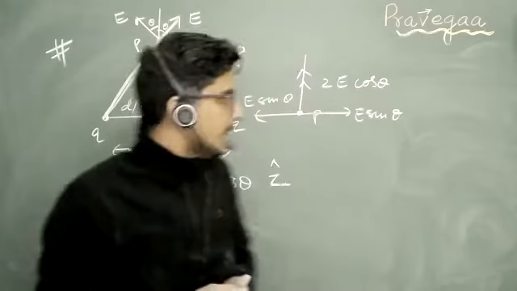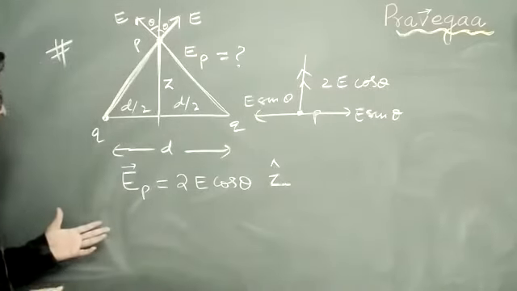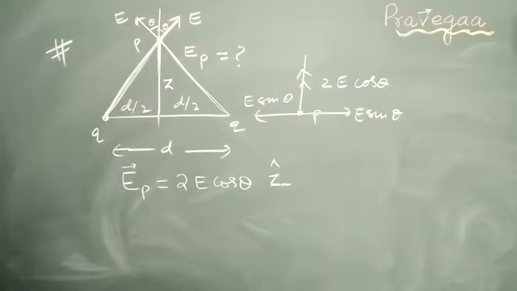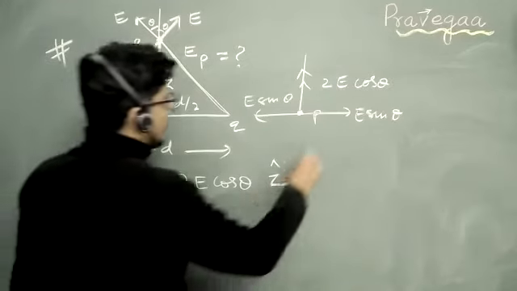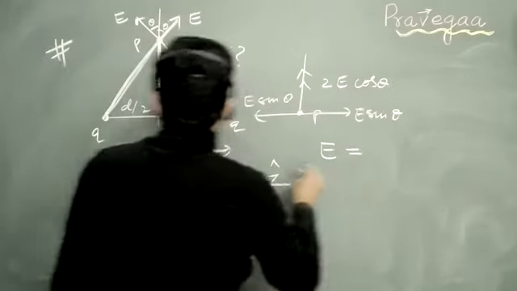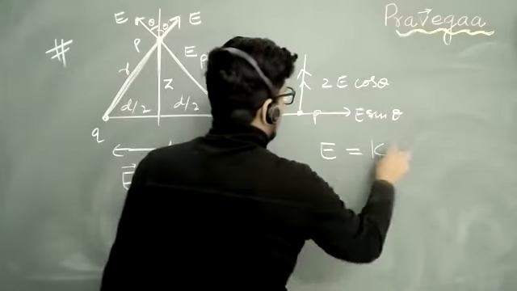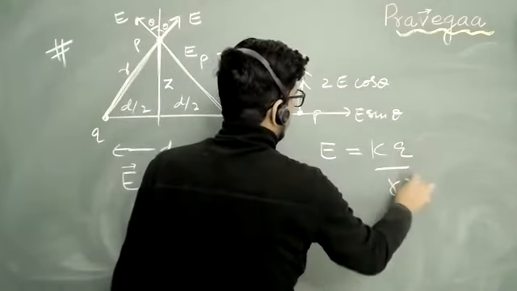First of all, write everything in scalar and then finally put the vector according to the directions. That is my philosophy. So what will be the E? This distance R is required, right? So it will be KQ by R square. Correct?